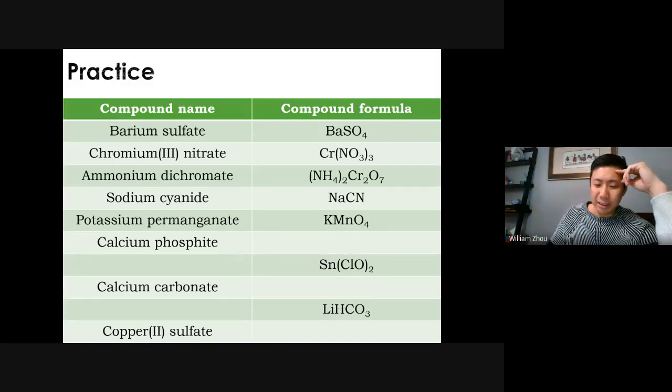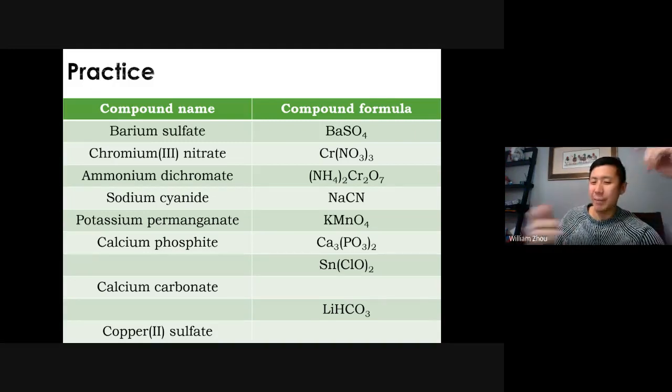Calcium phosphite, that's a sneaky one. Calcium is Ca, phosphite is PO3. PO4 is phosphate. That's a difference right there. Phite and fate are not the same thing. So Ca3(PO3)2. You've got to balance the charge. Remember what we did yesterday? Calcium is 2 plus, phosphite is 3 minus. You switch the two numbers, so Ca3(PO3)2.